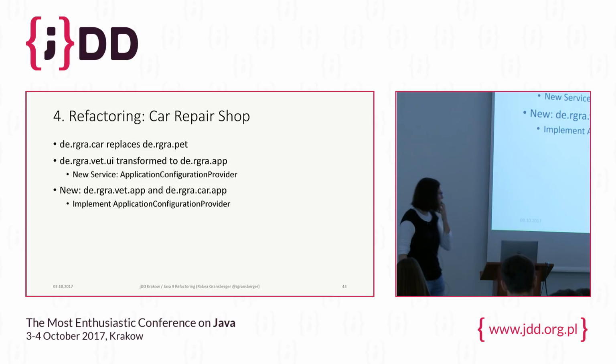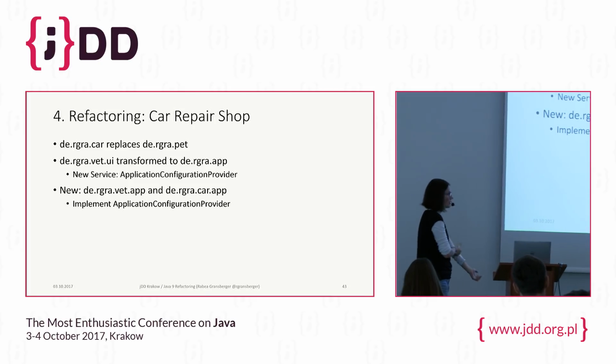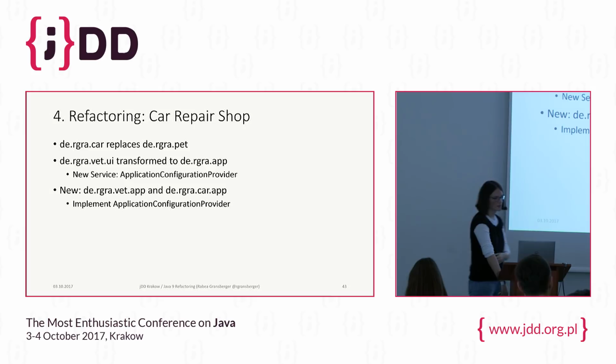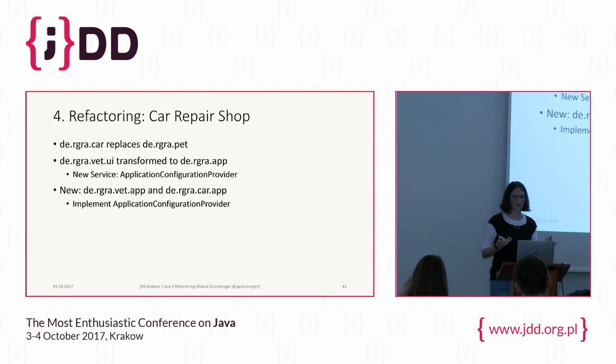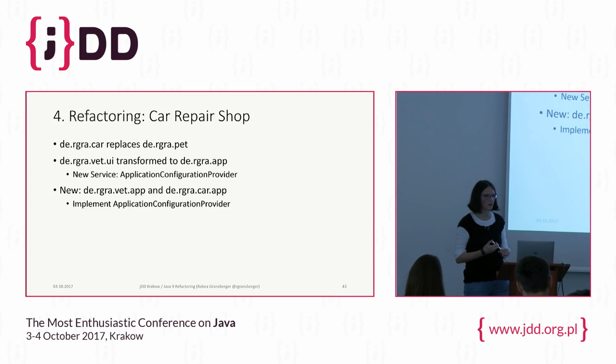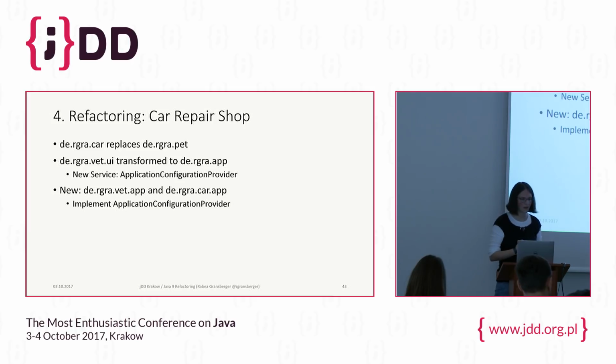And the next refactoring step would be to create our car entity. What I did is very easy: I copied the pet module and renamed it to car. I renamed everything which is called pet to car. I introduced some new fields for the brand and the build date and so on of the car.